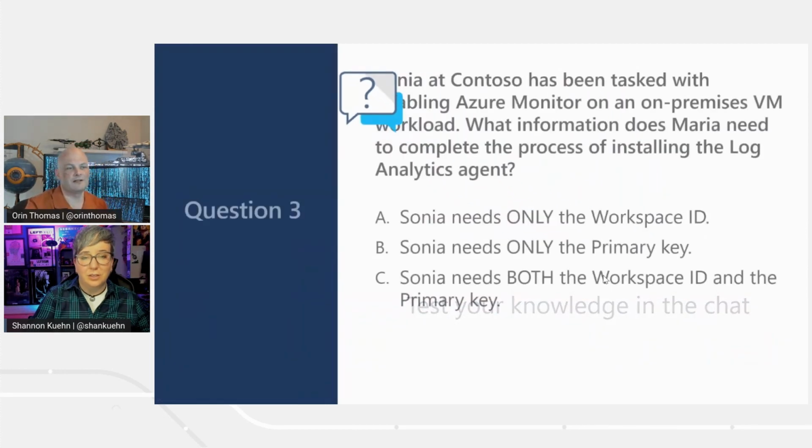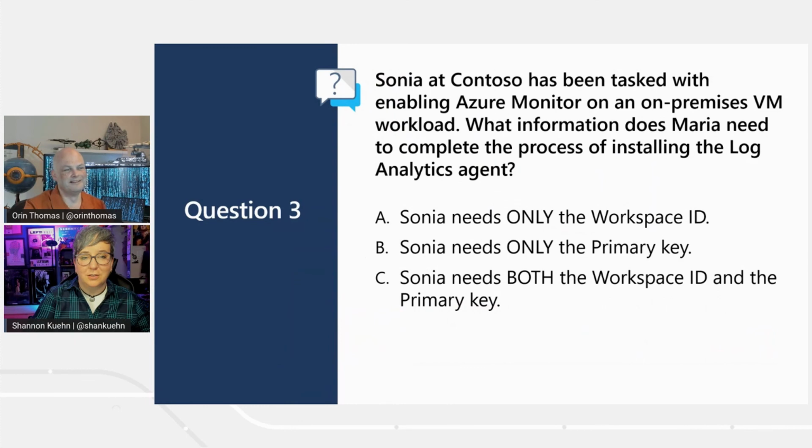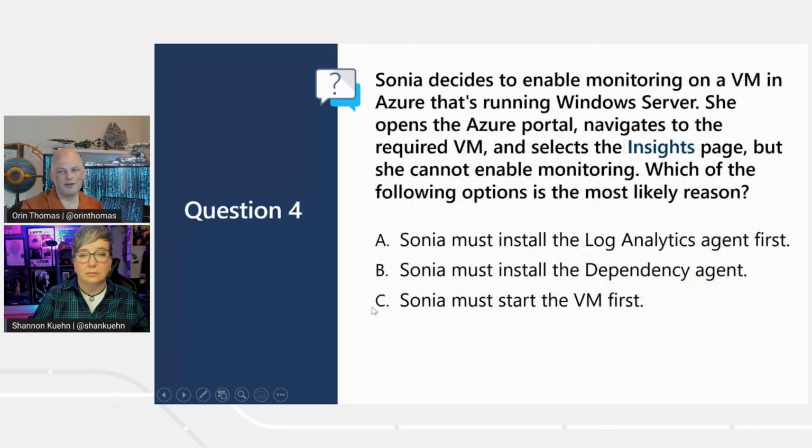Okay, so, knowledge check. Sonia at Contoso has been tasked with enabling Azure Monitor on an on-prem VM workload. What information does she need to complete the process of installing the Log Analytics agent? I should have changed Maria to Sonia there. So if I watched the demo correctly, I don't think A is right, because that's not the only thing Sonia needs. And I don't think B is right, because that's not the only thing Sonia needs. I think she needs to pick C. She needs both the workspace ID and the primary key. Absolutely correct. And we're almost done.